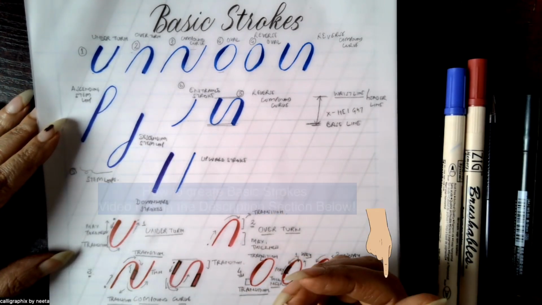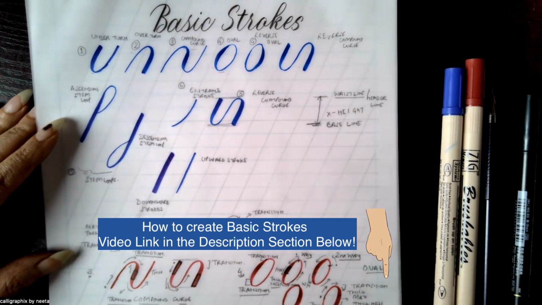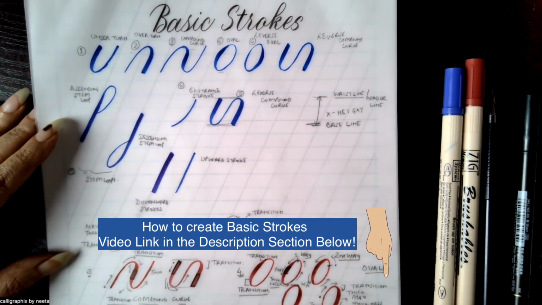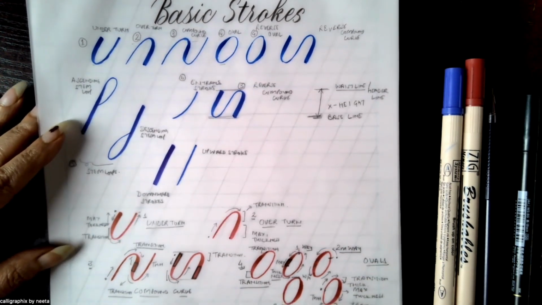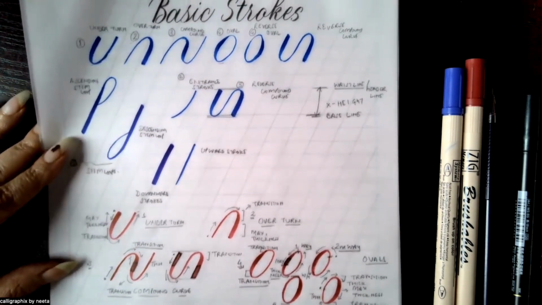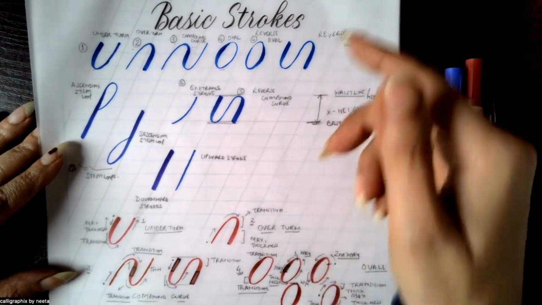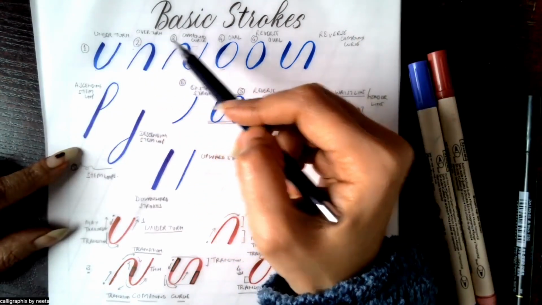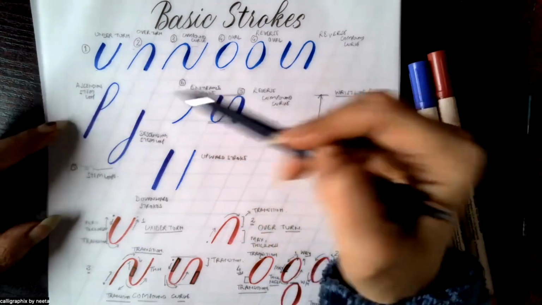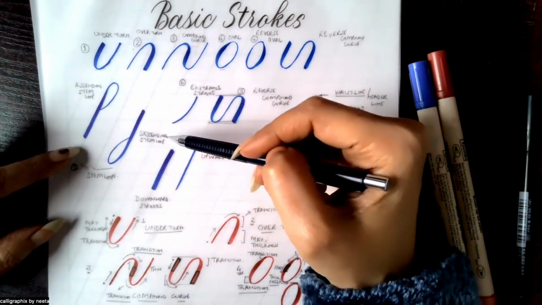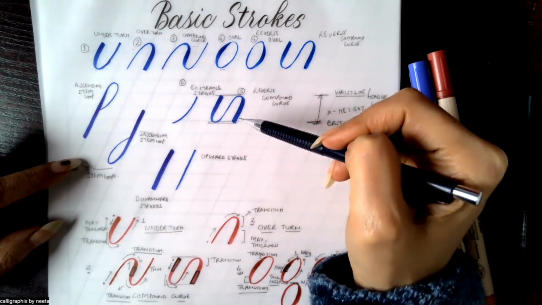If you have missed that, or if you haven't seen that video, I would recommend watching that video first. And once you watch that video, then you are most welcome to join in our continuation of that video. Last time we did basic strokes: underturn, overturn, compound curve, oval, reverse oval, ascending stem loop, descending stem loop, entrance stroke, and reverse compound curve.